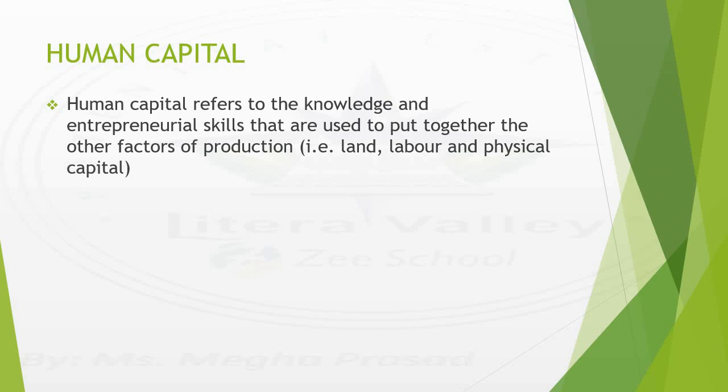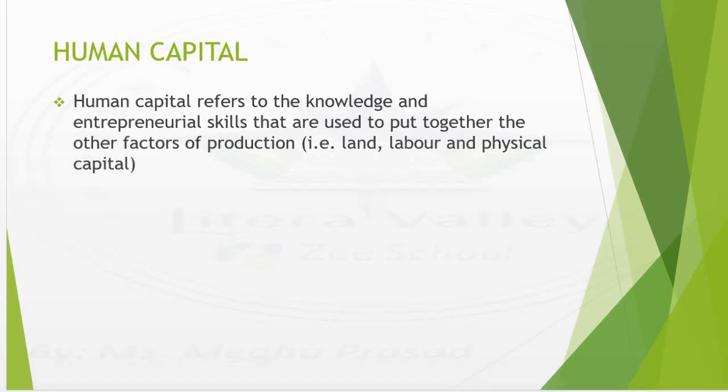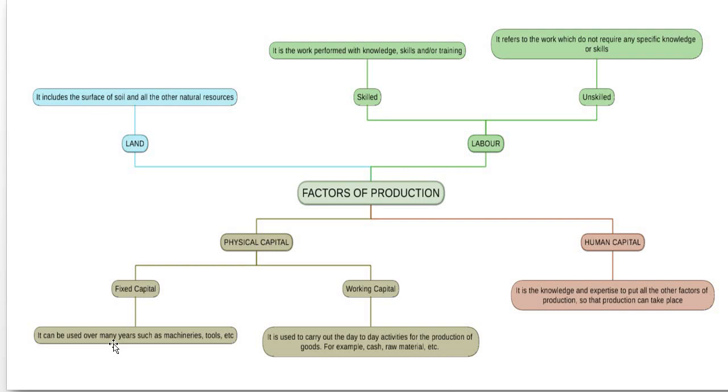Now, human capital is the knowledge and the skills that an individual uses so that he can arrange and he can put together all the other three factors of production, that is land, labor and physical capital. Now there is this map which will help you in recalling all the four factors of production. The first factor of production is land. It includes the surface of soil and all the other natural resources.